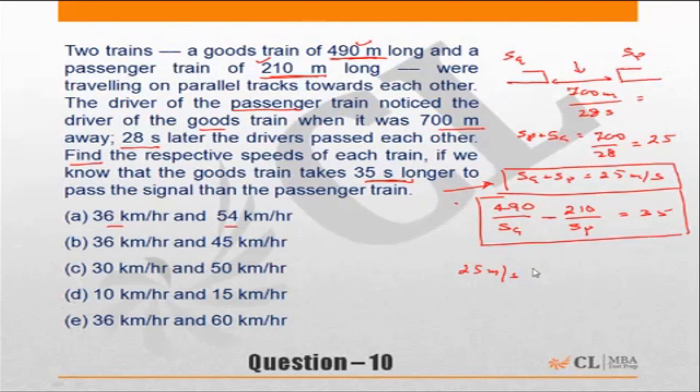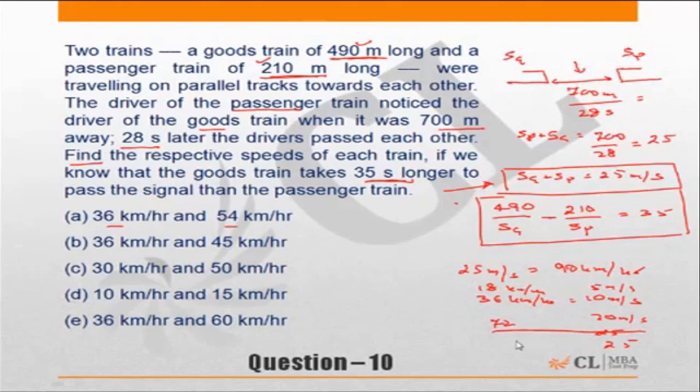So, 25 meters per second is equal to 90 kilometers per hour. My rule is very simple. 36 kilometers per hour is equal to 10 meters per second. That means 20 meters per second is 72 kilometers per hour, and 5 meters per second is 18 kilometers per hour. That means 25 meters per second should be 72 plus 18, 90 kilometers per hour. So my point here is the sum of speeds has to be 90 kilometers per hour.